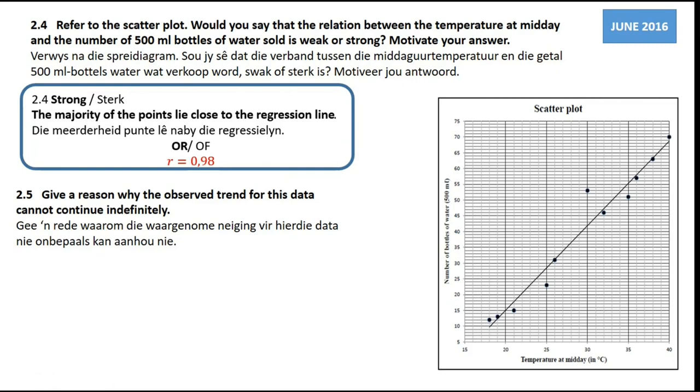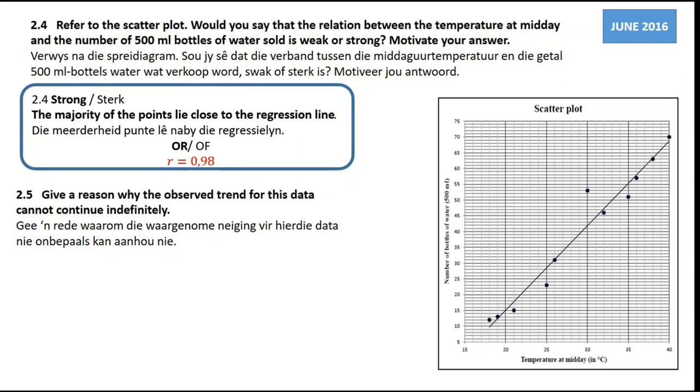But from your previous calculation, your R value was almost 1, which means that it's almost a perfect relationship. Do you remember that I said 1 is a perfect relationship? Then all the points would be in a straight line. This is very close. So I would say this is a very strong positive relationship.